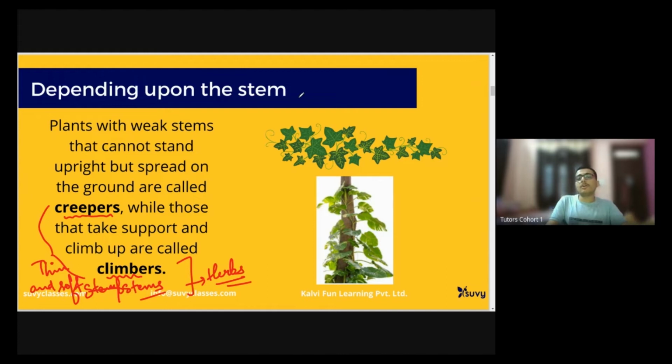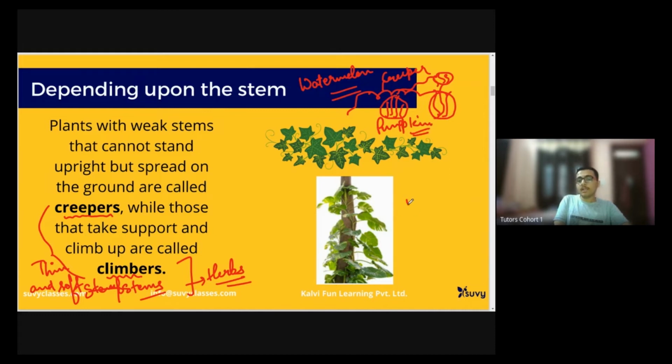Like if I talk about watermelon, it's a creeper. How do I say that? It has very thin stems but has very big and heavy fruit, and the plants are also usually very big. This is a watermelon. Assume it to be; my drawing is not that good. So it's a creeper. Melon, watermelon and pumpkin are all creepers. An example of a climber is the money plant, as we usually call it in layman's terms.